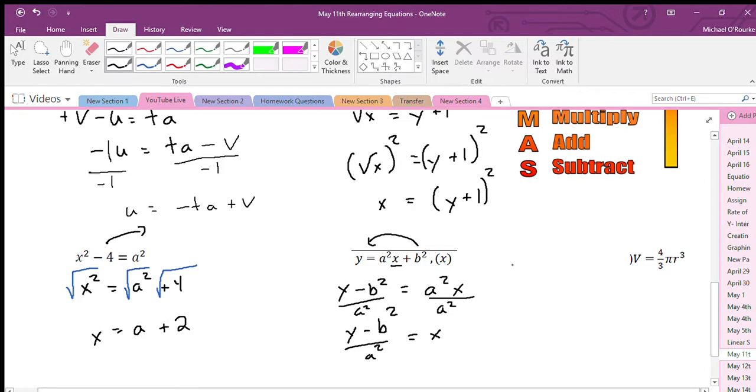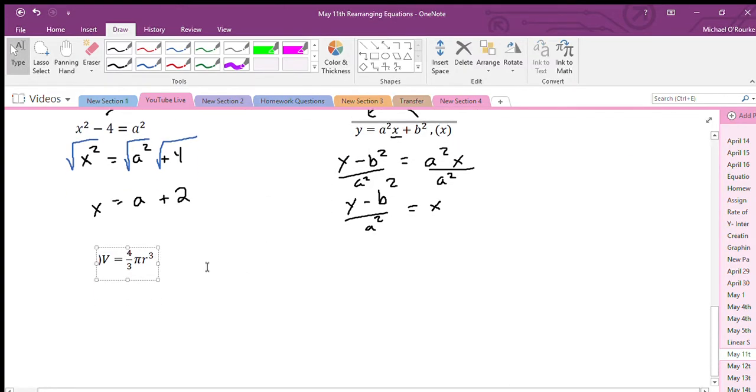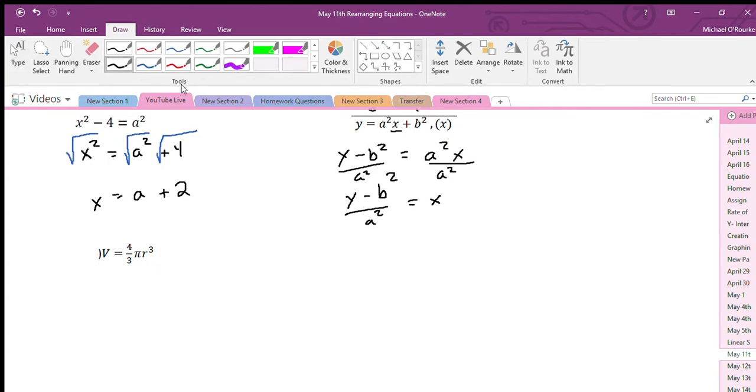There we go. Now here's the one we need to know. So we want to solve on this one. We're solving for the r. Okay. So let's take a look here. Don't worry about this bracket, it doesn't mean anything.